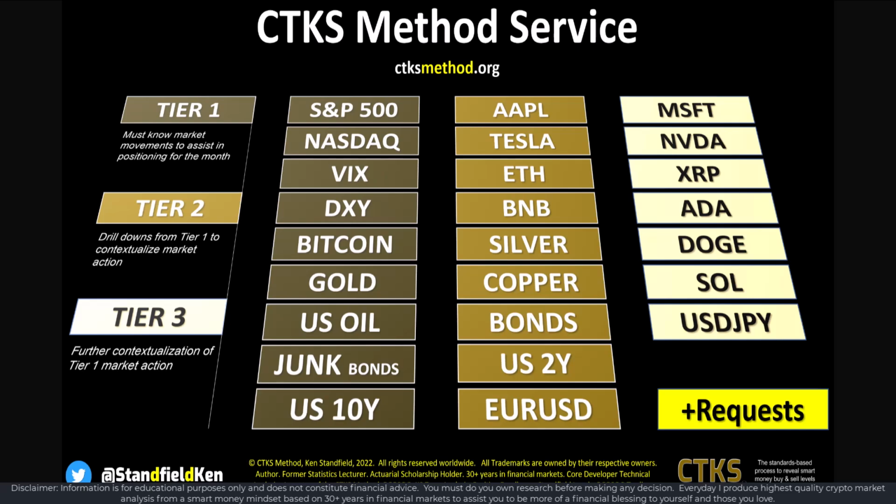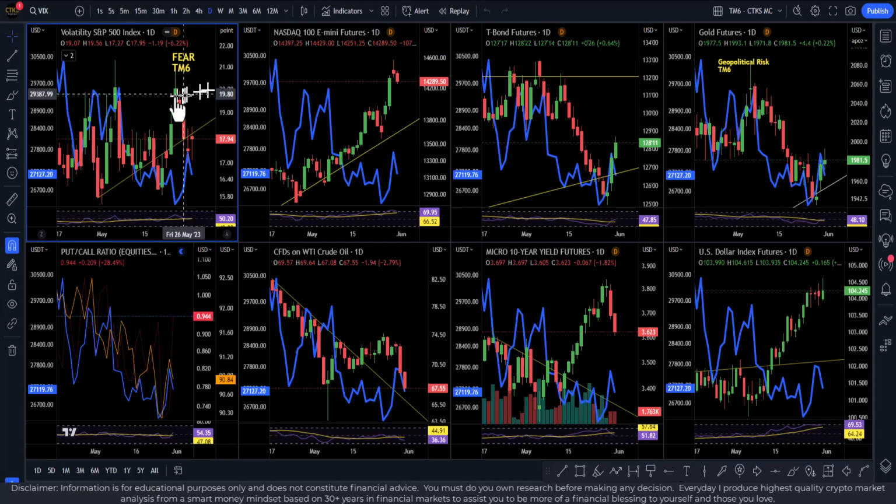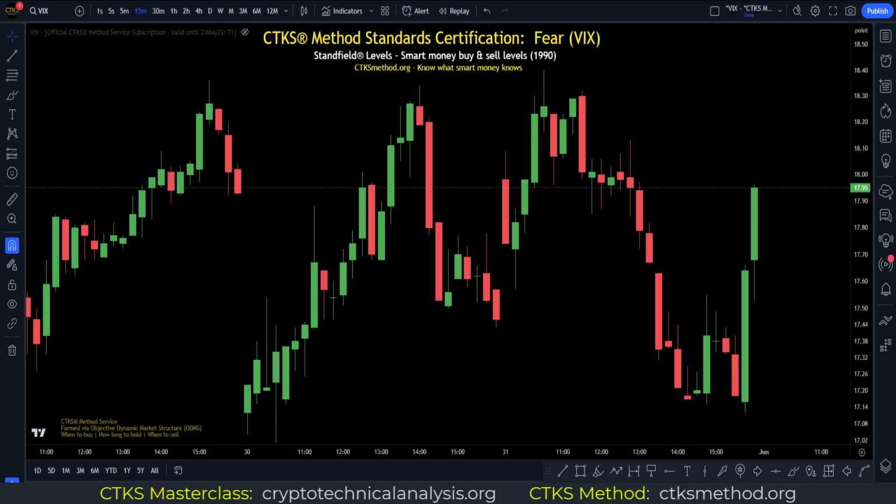When it comes to understanding true support and true resistance through the CTKS method, which gives objective dynamic market structure, you need to know where the strong resistances and the strong supports are. If you don't know this, price movement is chaotic and random. As soon as you know it, the veil is lifted. Pattern recognition is incredibly important.